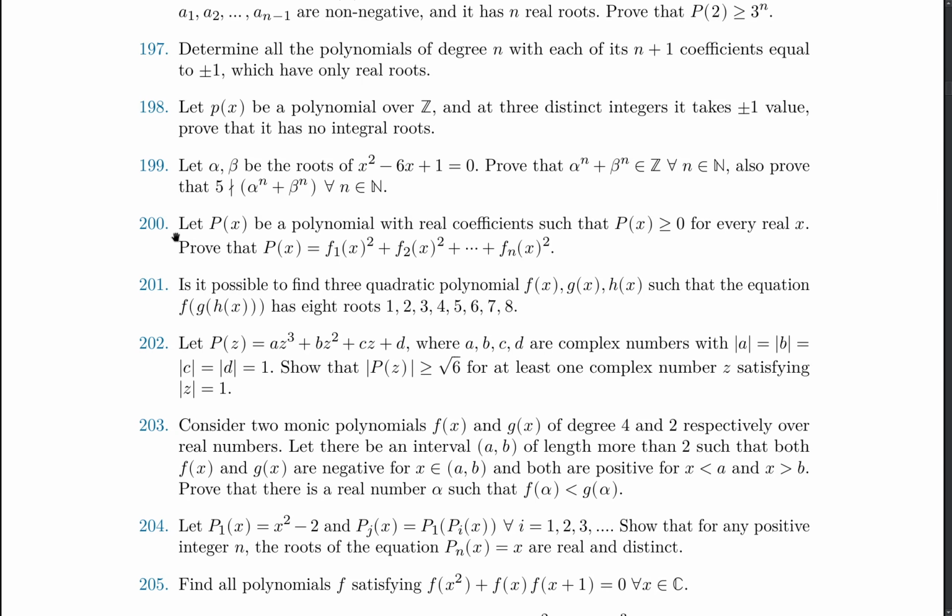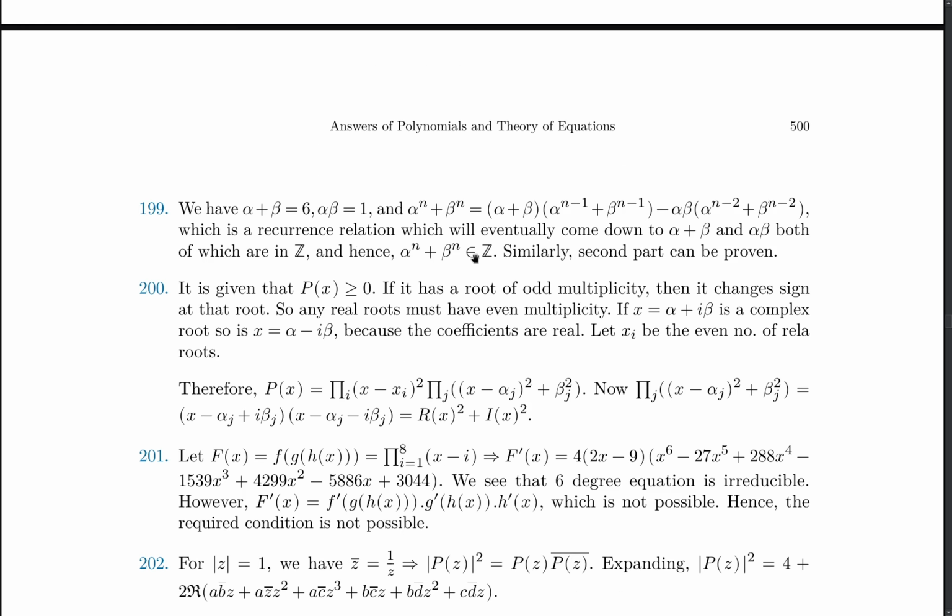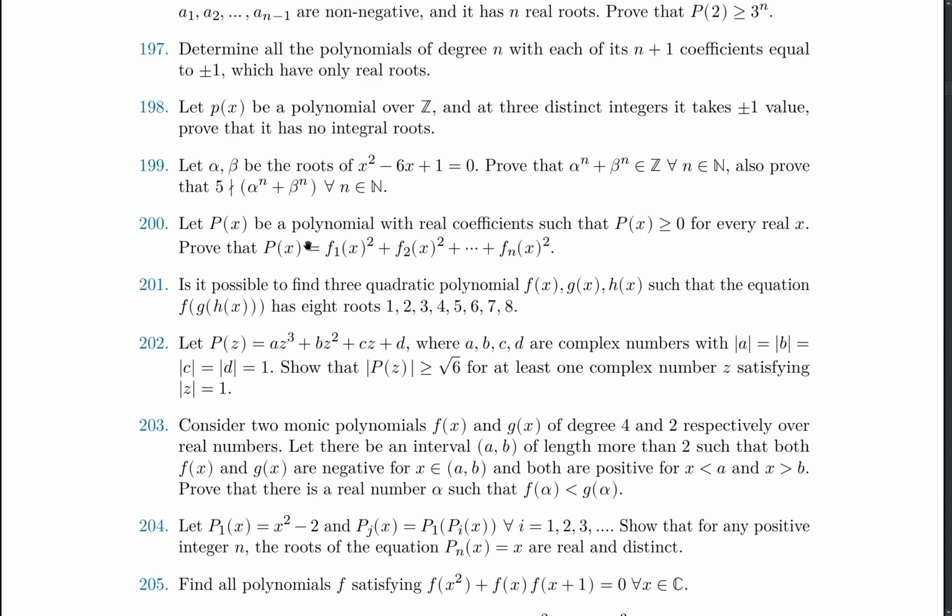We come to the last problem of this set, problem number 200. Let p(x) be a polynomial with real coefficients such that p(x) is greater than or equal to 0 for every real x. Prove that p(x) is equal to (f1(x)) whole squared plus (f2(x)) whole squared, up to (fn(x)) whole squared. So we have to prove this, and we are given p(x) with real coefficients, and p(x) is greater than or equal to 0 for all real x.